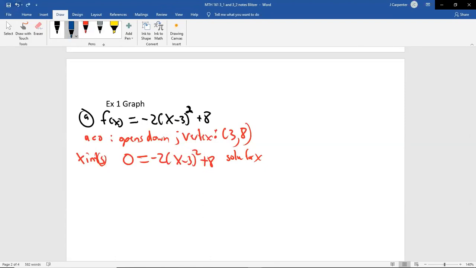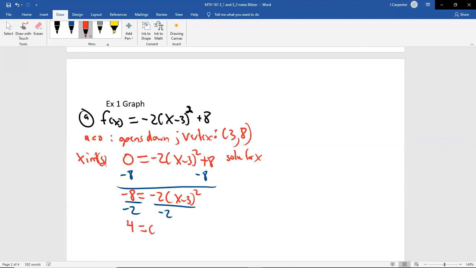So let's do that. Let's subtract 8 on both sides, which will give us -8 is equal to -2 times (x minus 3) squared. Let's then divide both sides by -2, which will give us +4 equals (x minus 3) squared. And then what we do is we take the square root.